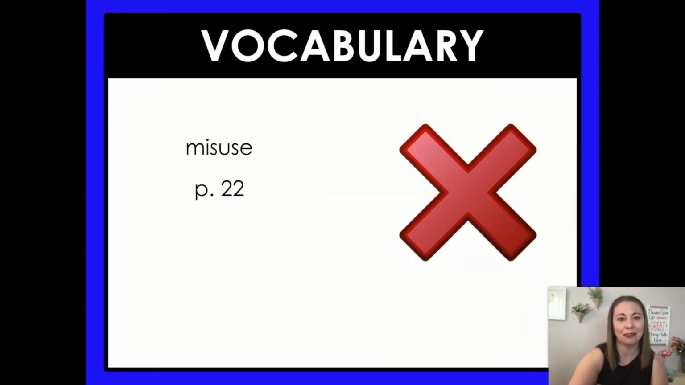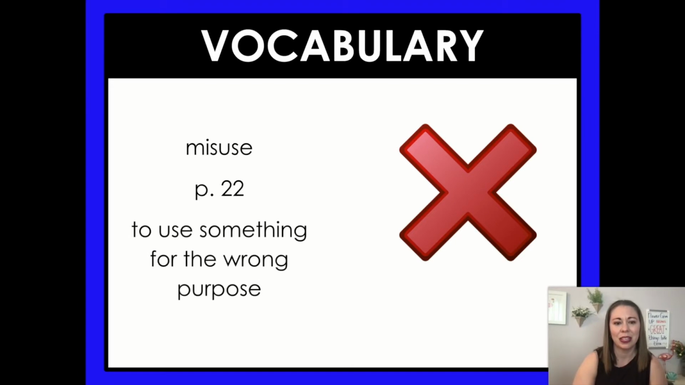For vocabulary today, we have our first word, which is misuse. And I see the prefix mis on this word. The prefix mis, do you remember what that means? It means not. So if it's a misuse, it's to use something for the wrong purpose, for the wrong use. Mis, not, is not right, or not using it correctly, right? So we have the big X. Oh, that is not right.